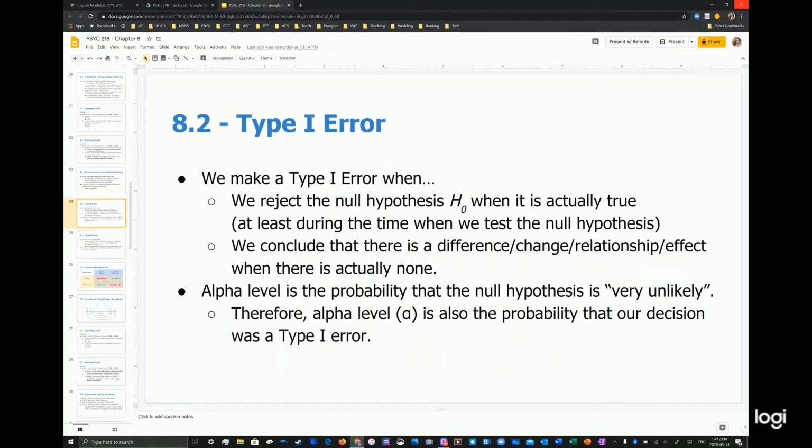So first, let's go over the types of errors. The first type of error is where we reject the null. That is, we say, yes, there's a difference.